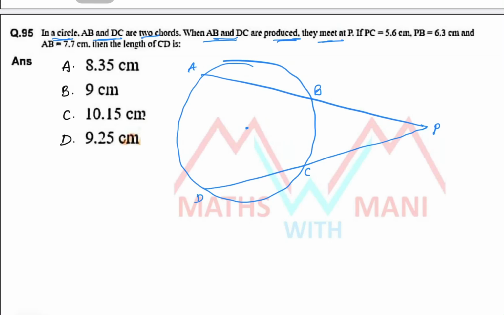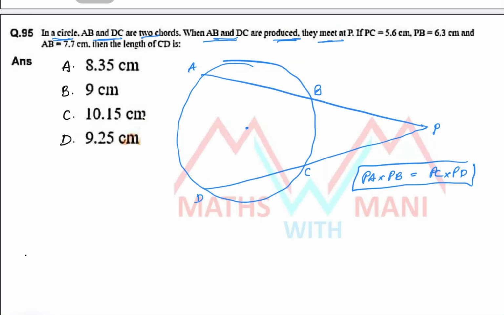Whatever the type is, what is the direct formula we have? The product of PA into PB, the distances from the extreme points of the chord to the external point, are equal. So PA into PB equals PC into PD. This is the direct formula we have. So what is given?